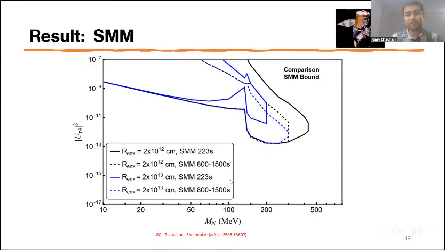But in the case where you have a larger envelope of the star, with the same observation time window, you actually do worse in the first 200 seconds. But if you have a second observation time window, you actually do better, which is this dotted blue line. So the second observation time window crucially helps when the size of the star is larger. That's the bottom line.